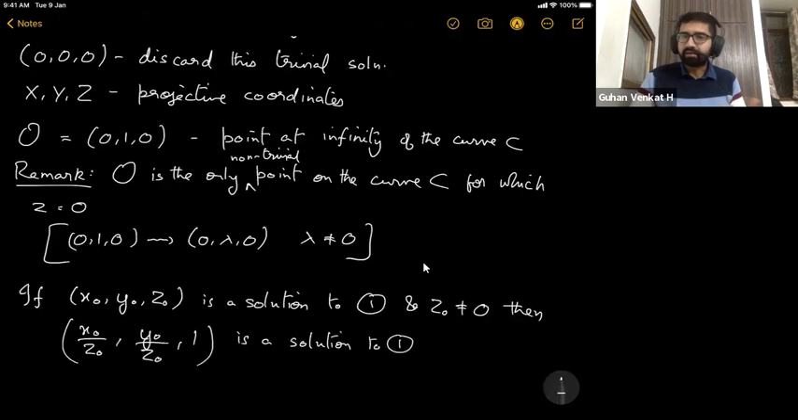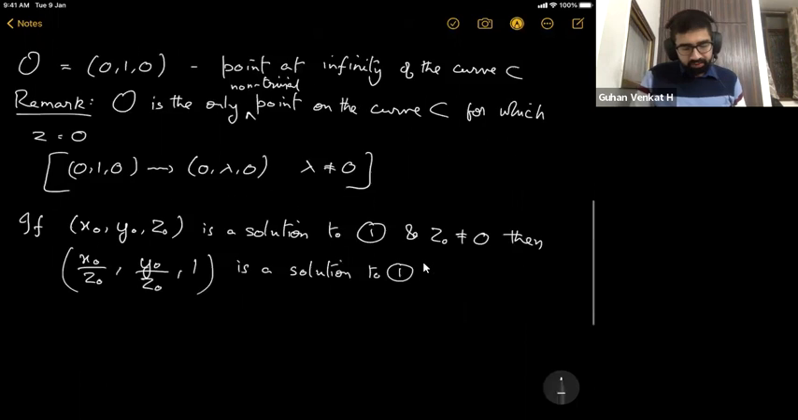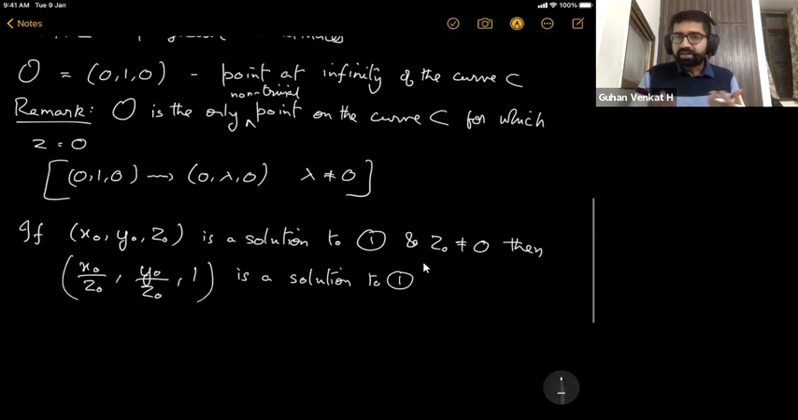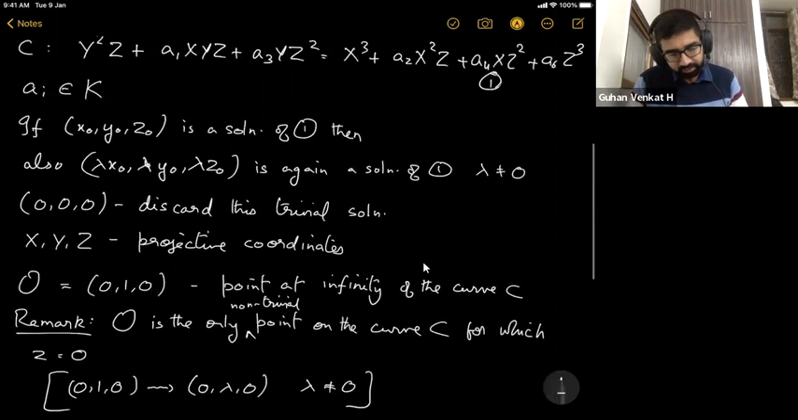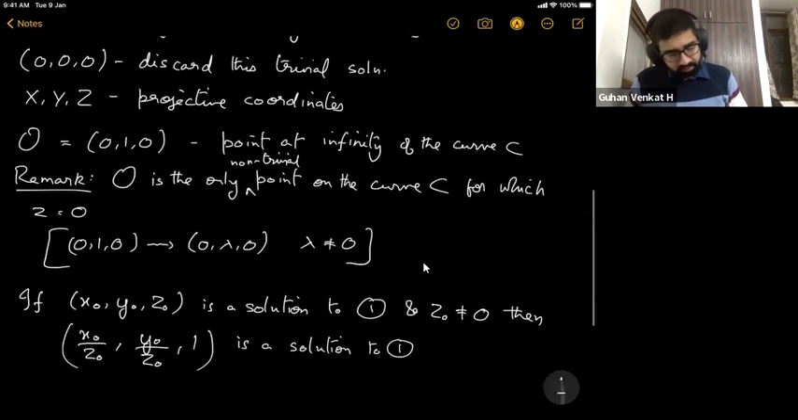Essentially here I'm taking this factor lambda to be 1 by z naught. And why we do this is that once we isolate this point at infinity, then all other solutions can be of this form: x naught by z naught, y naught by z naught, comma 1, and then we can dehomogenize this equation that I wrote above.